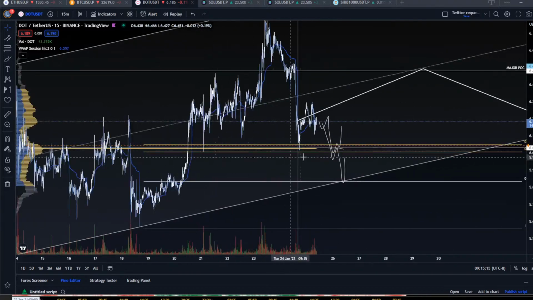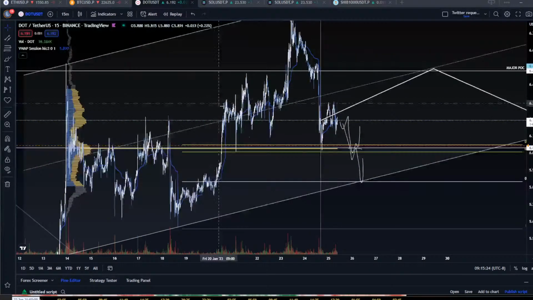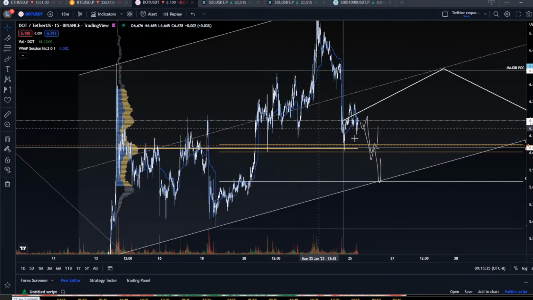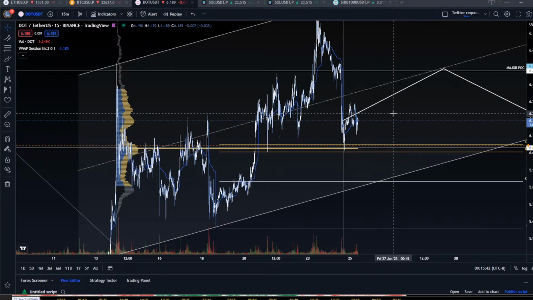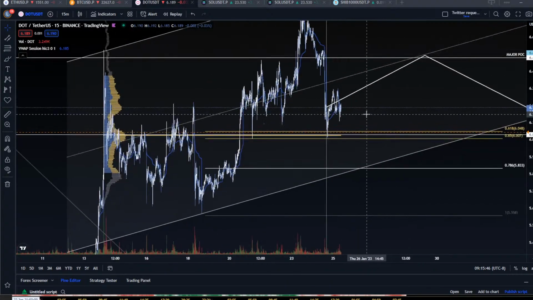But of course, this was already a confluence, and we bounced perfectly off the point of control and golden pocket on this retracement. So had I been looking at DOT before, this would have certainly been a level of interest for a potential long setup. And hopefully this all makes sense to you guys. Now, if you don't know what I'm talking about, this is the kind of stuff that I teach in the Lucky Apes trading floor. But yeah, this is just the style of analysis I use.